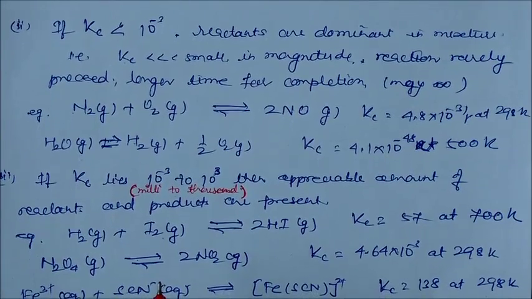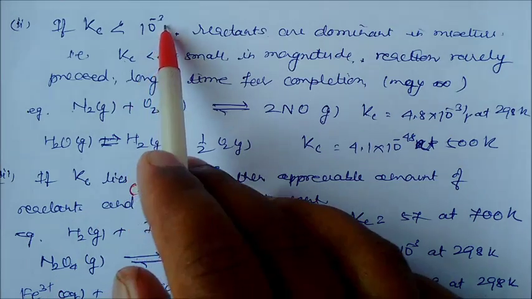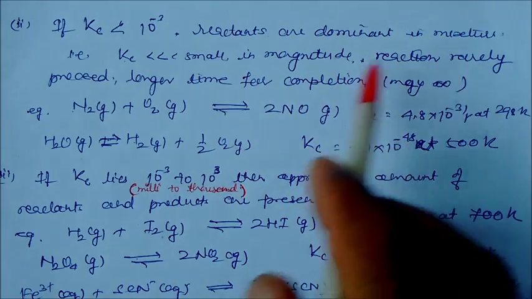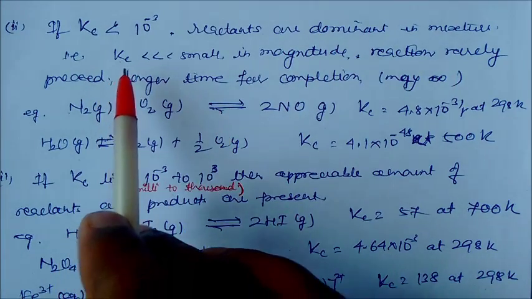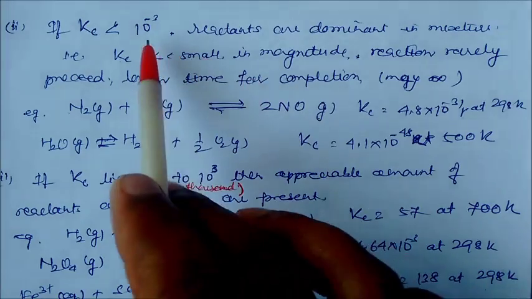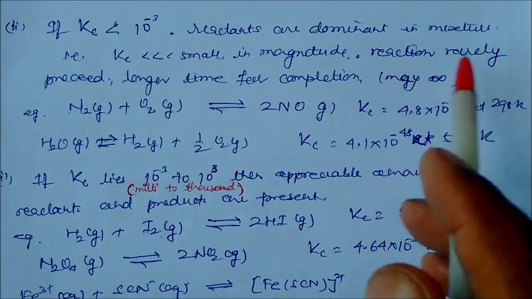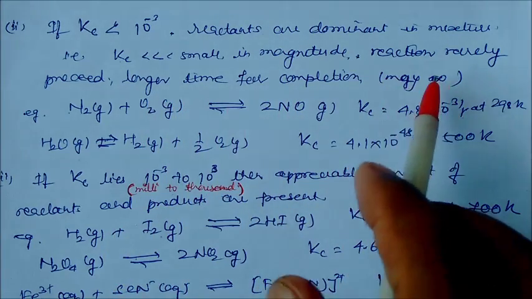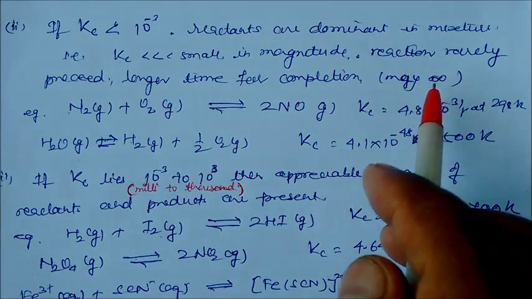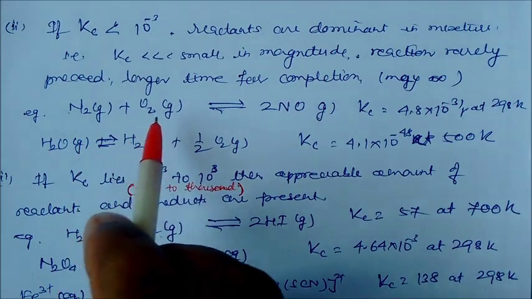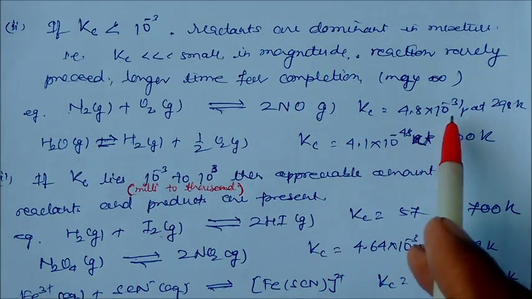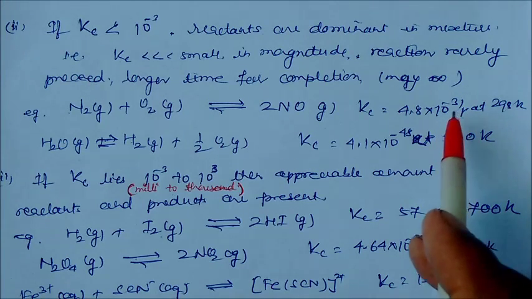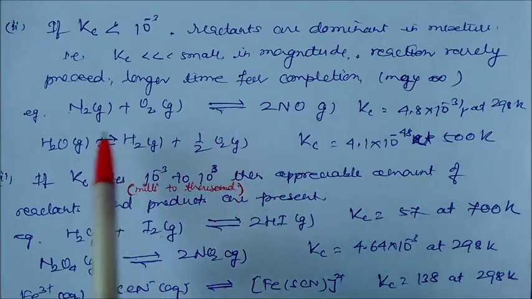But if Kc is lesser than 1/1000, meaning 10 to the power minus 3, the reactants are dominant in the mixture. Kc is very small in magnitude, so the reaction will hardly proceed, or it will take a longer time for completion. We have the reaction N2 plus O2 giving nitric oxide. Here Kc is 10 to the power minus 31 at 298 Kelvin. Room temperature is very low, so they won't react with each other.